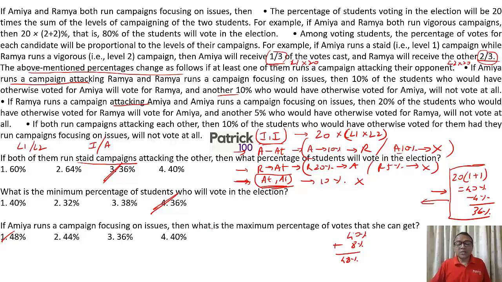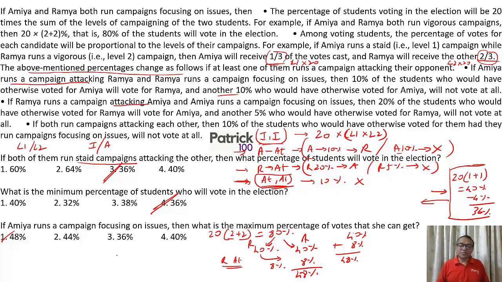So 48% will be the answer. If you want the full calculation, the maximum vote will happen when both run on the attacking issues and both are aggressive. So that means 20 plus 2 plus 2 will give you 80%. Since both are running in 2 and 2 mode, they'll get equal percentage, 40% and 40%. Now if Ramya goes in attacking mode, then Ramya's 20% will go to AMIA. 20% of 40 is 8%, so 8% will go to AMIA. So AMIA will be 48%. You will get 48% as the answer. So again, I said, the key is to put the data properly and understand it. Once you understand, it becomes easier to solve.